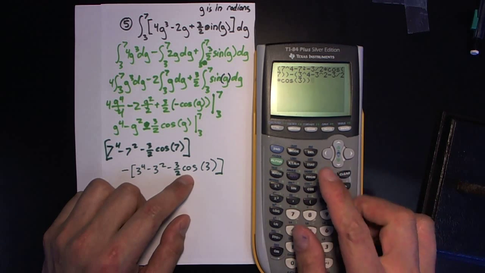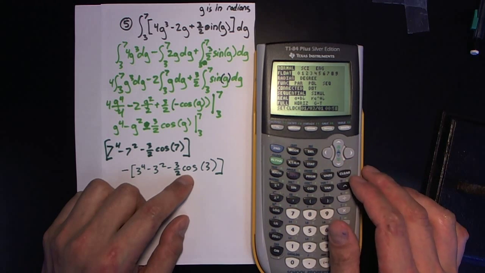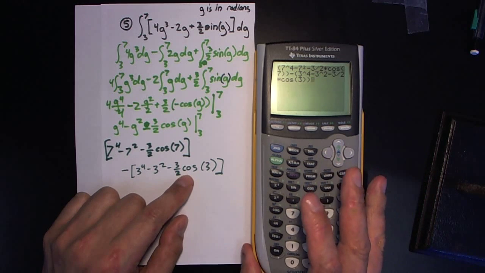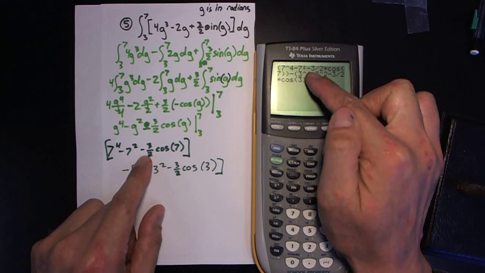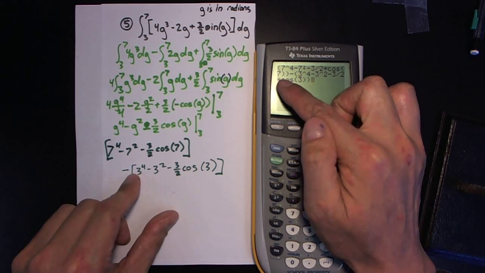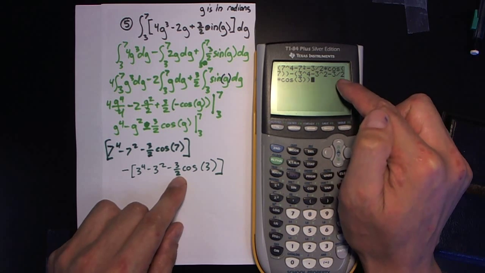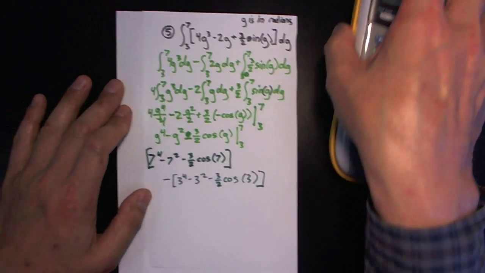Now, whenever you're using trig functions, always check to make sure your calculator's in degrees, in radians, or whatever the right units are. Alright, double check here, 7 to the 4th minus 7 squared minus 3 halves times a cosine of 7 minus a quantity 3 to the 4th minus 3 squared minus 3 halves cosine 3. Alright, this looks good. We've got 2077.